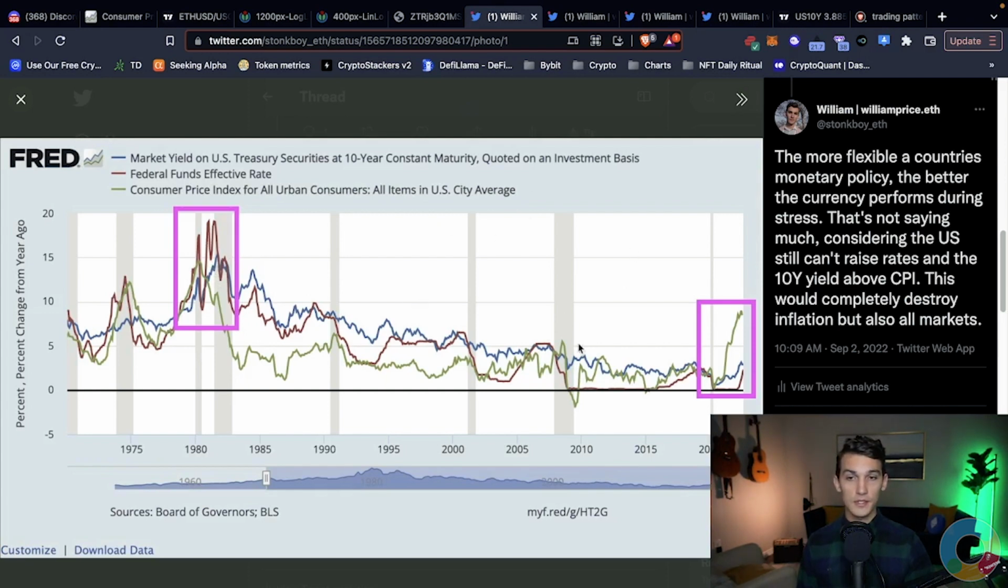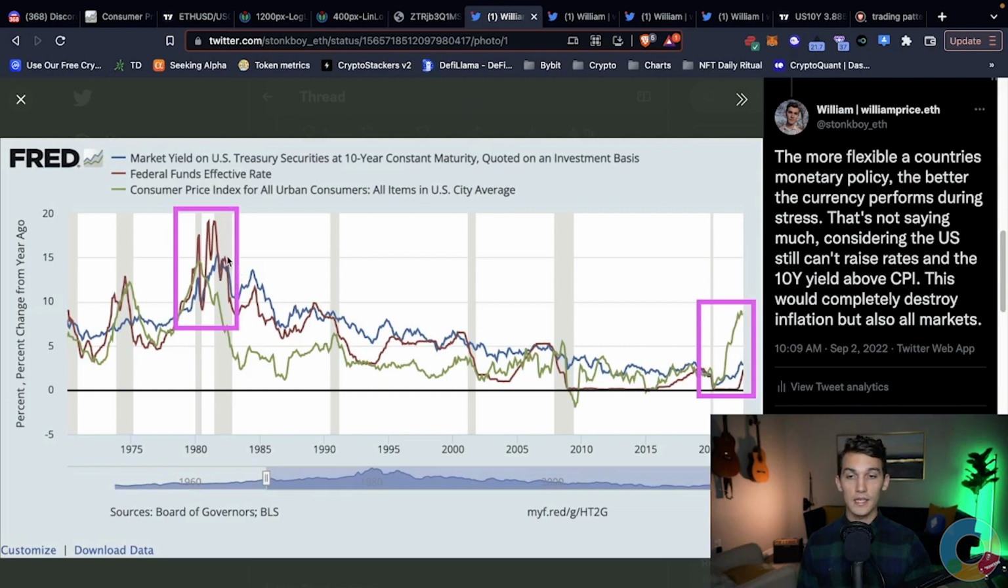I've been saying this all year long, that CPI is not going to come down unless the Federal Reserve increases rates or the 10-year yield above CPI. And you can see here, CPI is here in green. The 10-year yield in blue, or the federal funds rate in red, is nowhere near where it needs to be in order to combat inflation.